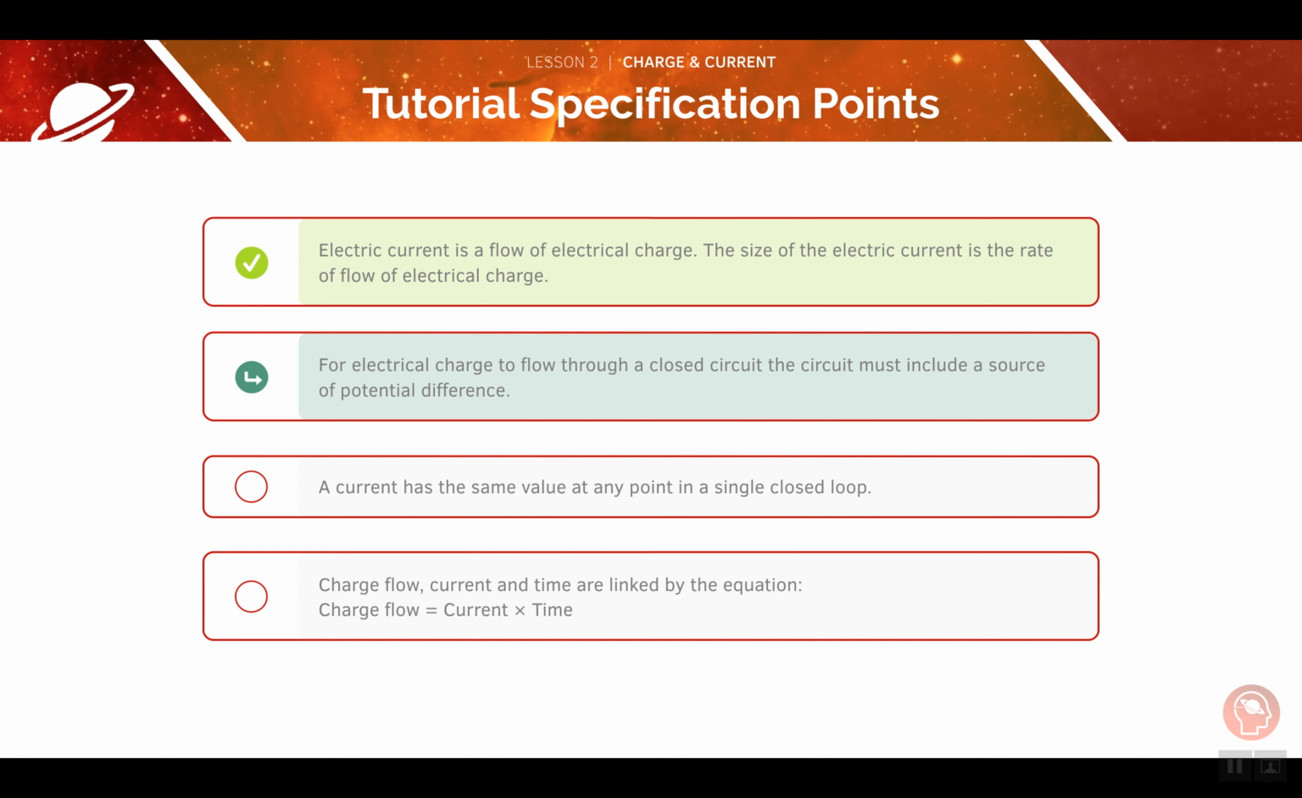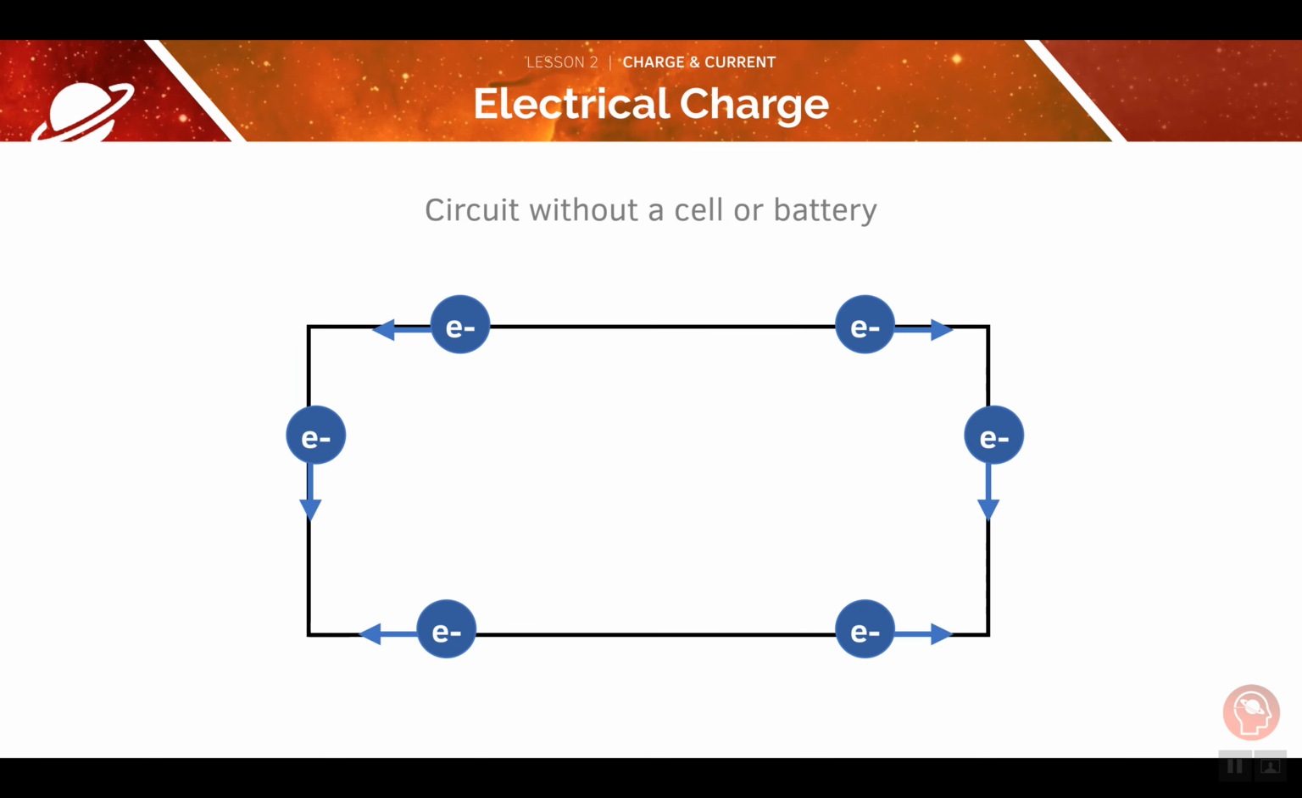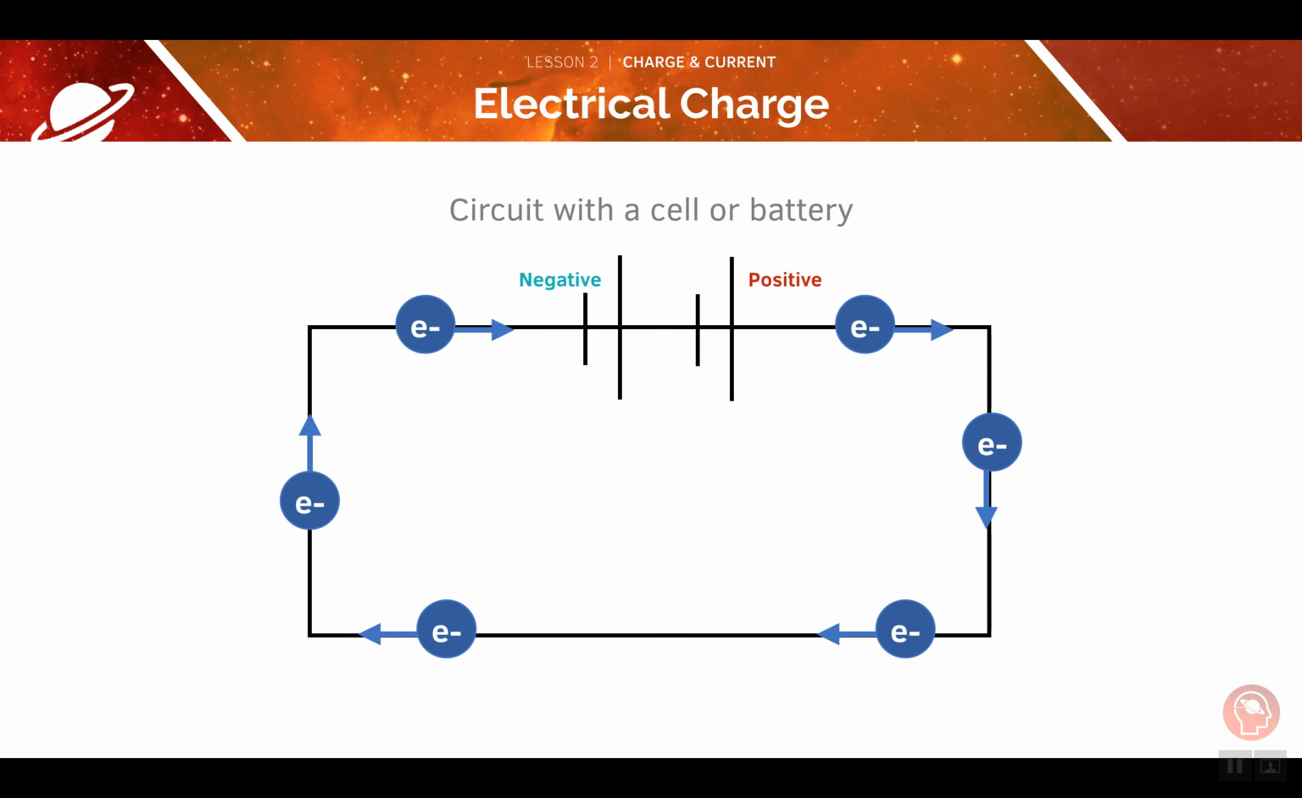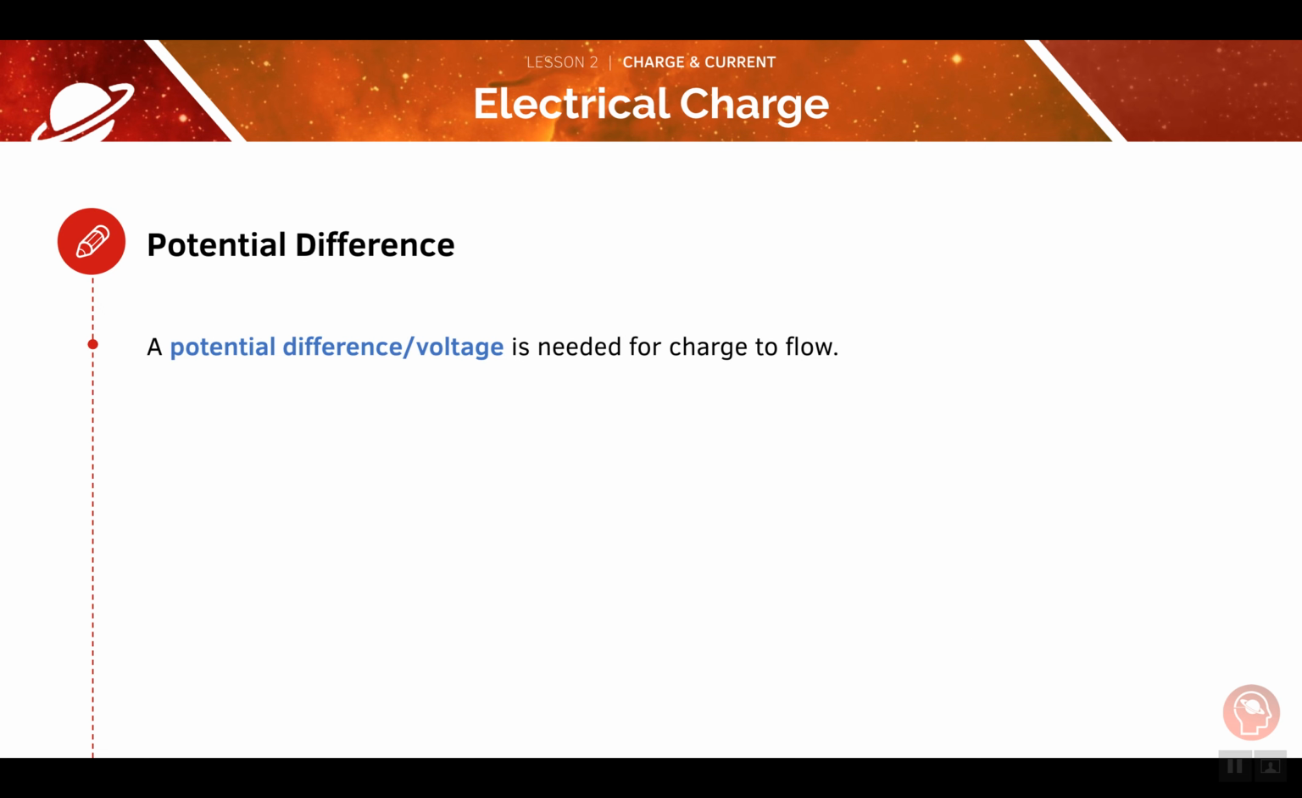Now let's move on to our next specification point, covering the importance of having a potential difference source. As you can see, there is a random motion of electrons in the circuit. Overall, there is no net flow of electrons. A potential difference, or a voltage, is needed for a charge to flow.